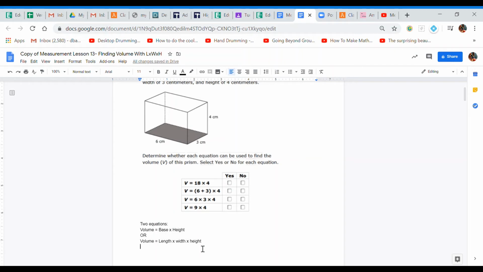Okay, I have a couple more things to say about this. I'm going to show you something in a second, back to the camera, so I can show you how this works with shapes where the base may not be on the bottom.